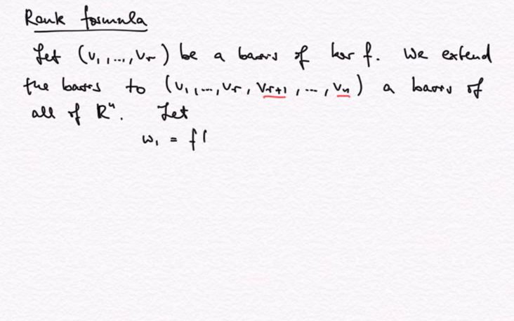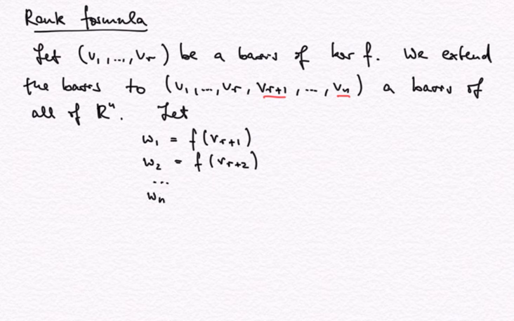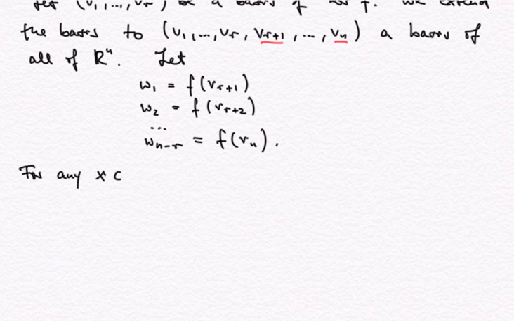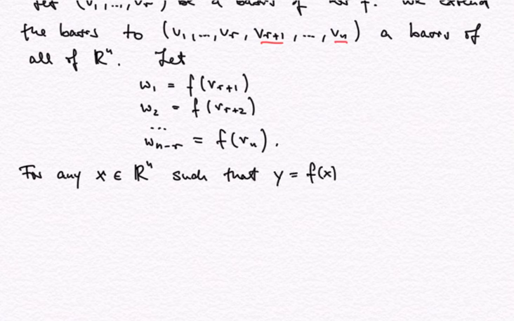w1 is the image of vr+1, w2 is the image of vr+2, and wn-r is the image of vn. Now, for any x in the domain Rn such that y = f(x) is not equal to 0. So this means an x that is not in the kernel is not being mapped to 0.